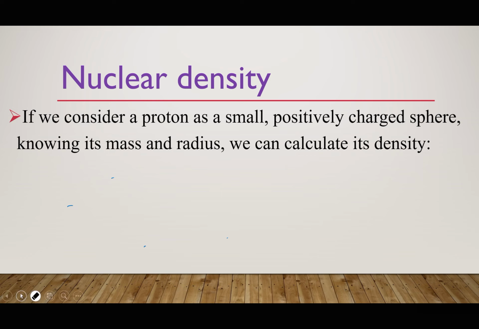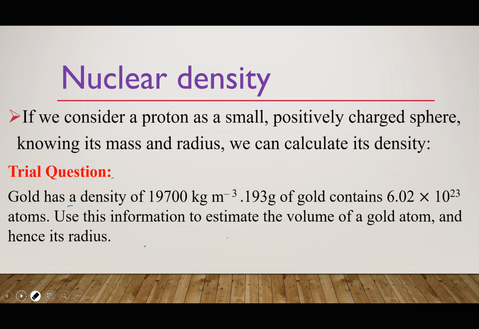Let's say a live example before we go off this lesson. Gold has a density of 19,700 kilograms per meters cubed. And 193 grams of gold contains 6.02 times 10 to the power of 23 atoms. Use this information to estimate the volume of a gold atom and hence its radius. So we want to estimate the volume of a gold atom and hence its radius.